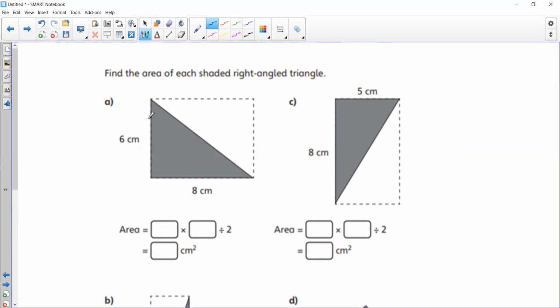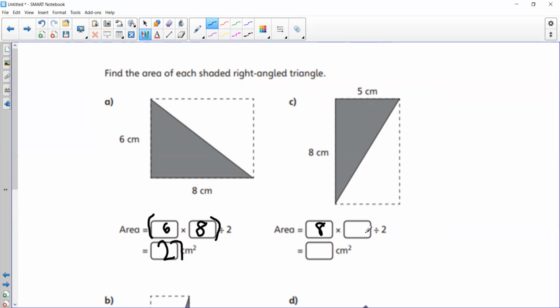So the area of this one then is 6 times 8. So 6 times 8, and then divide that by 2. I might even put them in brackets because that's the bit I want to do first. So 6 times 8 then, well, I know 6 times 6 is 36, add another one, 42, add another one, then it's 50, 54. Oh my God, I've forgotten. It's 54, there you go. 54, then divide that by 2. Well, half of 50 is 25, half of 4 is 2, so 27 centimeters squared.